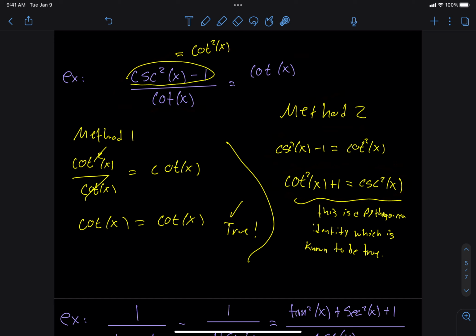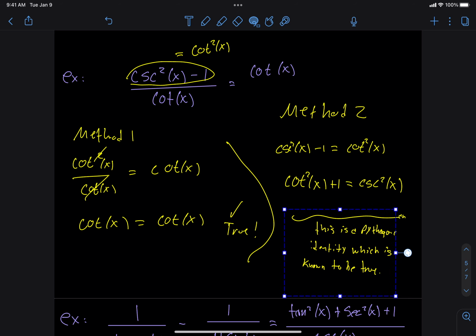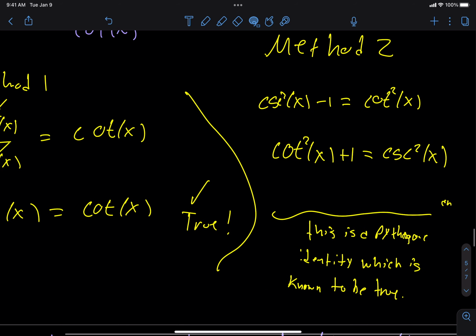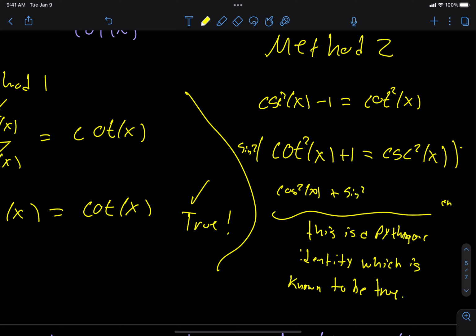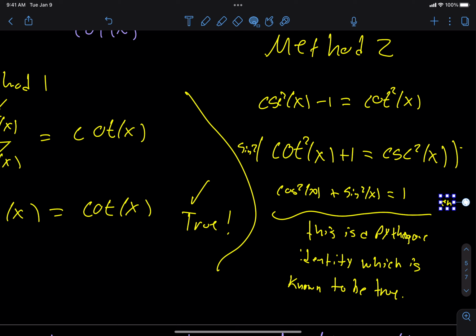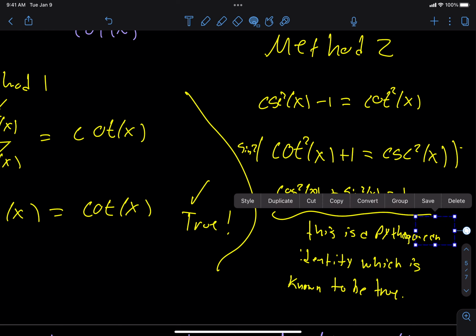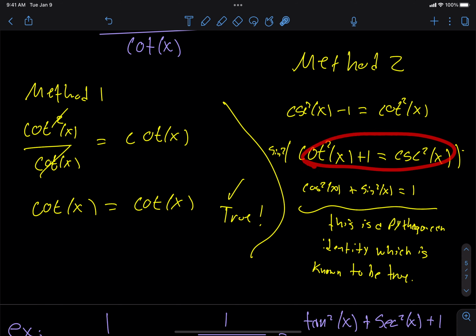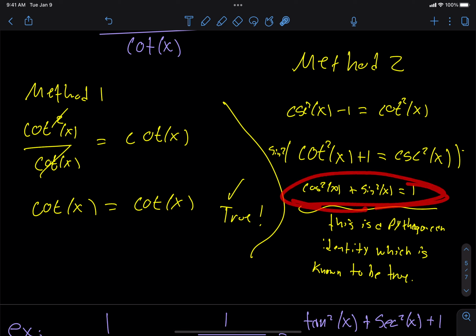If you want to really see why this is true, you could even take it a step further. If you don't remember this identity, what could you do? You could multiply both sides by sine squared. If I were to multiply both sides by sine squared, what would I get? I would get cosine squared of x plus sine squared of x is equal to 1. If you multiply both sides of this equation by sine squared of x, that's not going to change the equation. And I get a Pythagorean identity. Okay. So that's another way you could try to do that, if you didn't immediately recognize that this is one of the Pythagorean identities. Hopefully you all immediately recognize that this one is true by now.